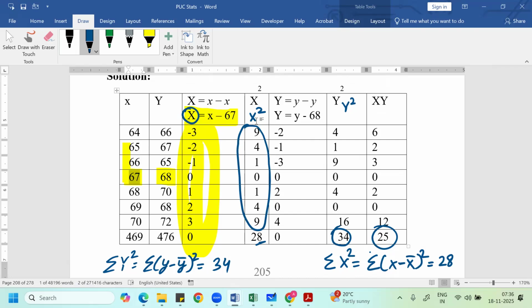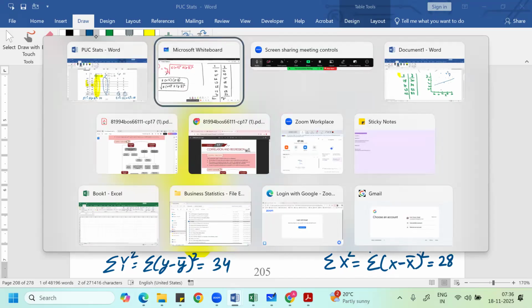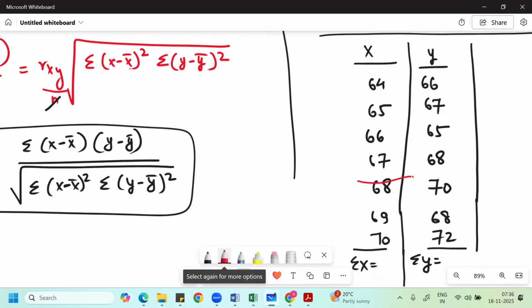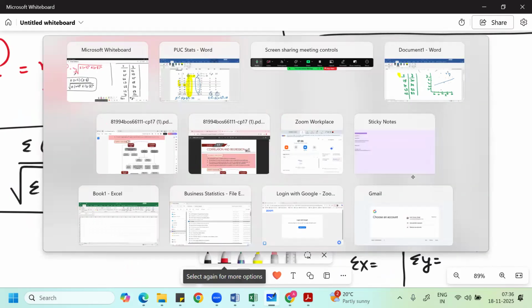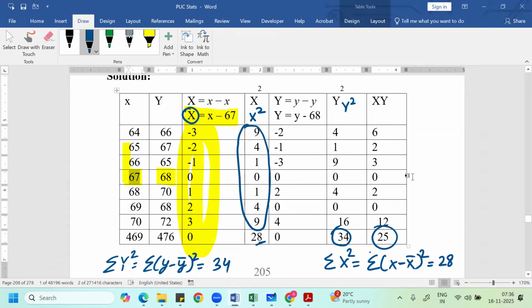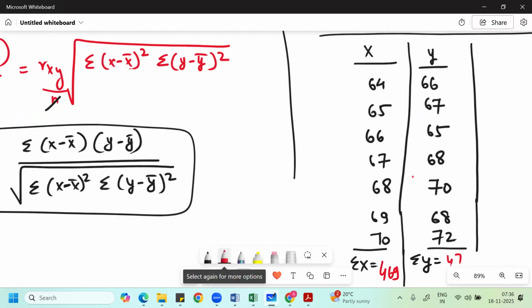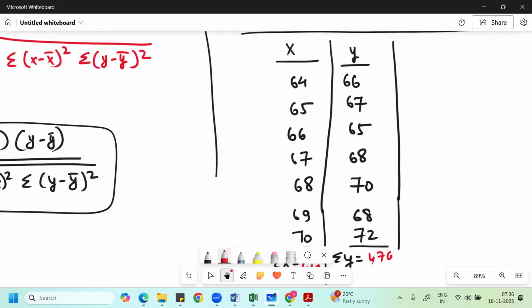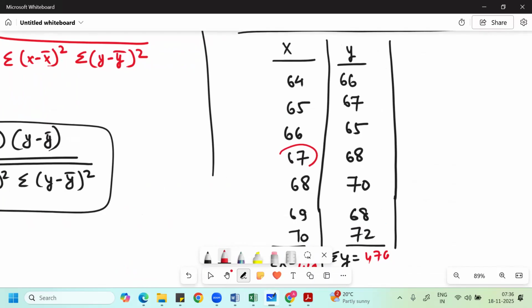Okay, everyone. So here I got the values of x and the values of y. If I do this sum, the sum is 469, and here the sum is 476. What I did, I just subtracted all these values of x from 67, and here I subtracted all these values of y from 68.